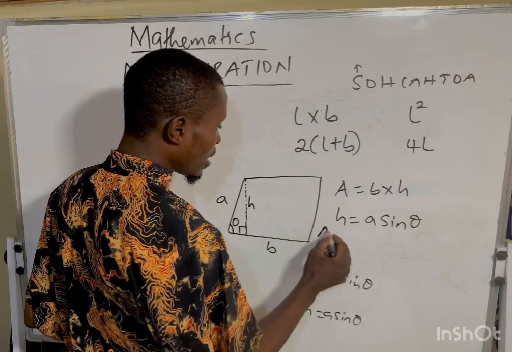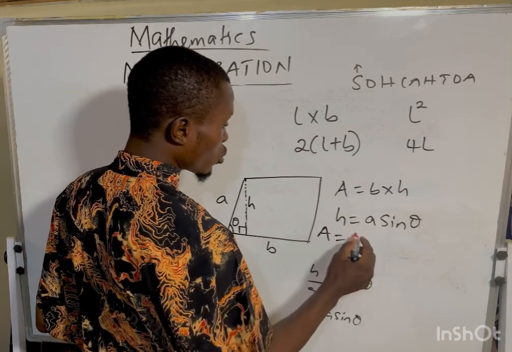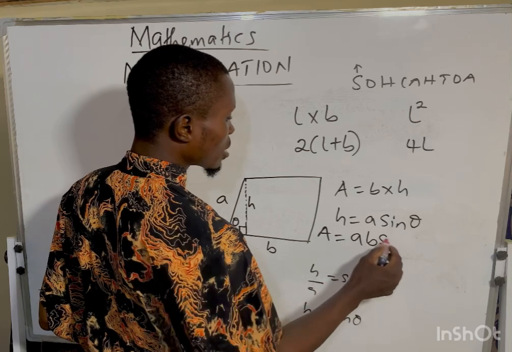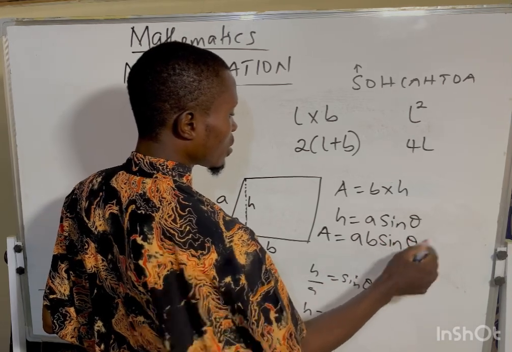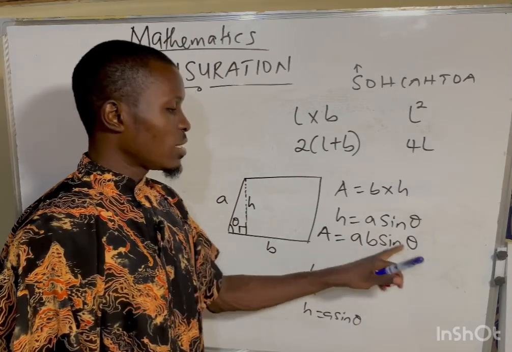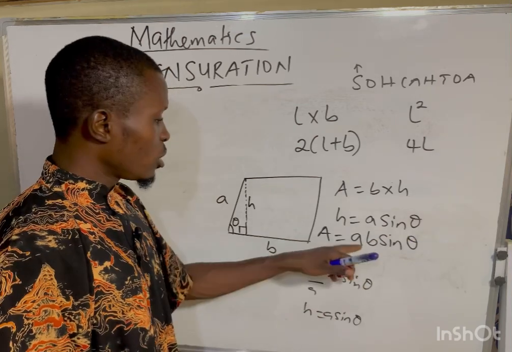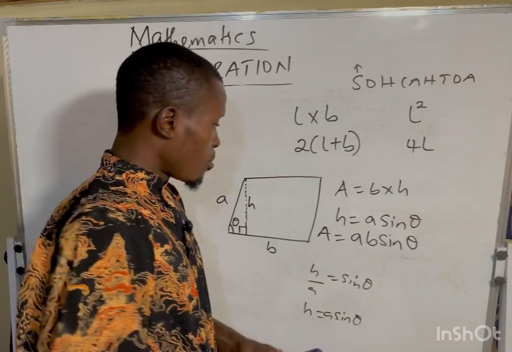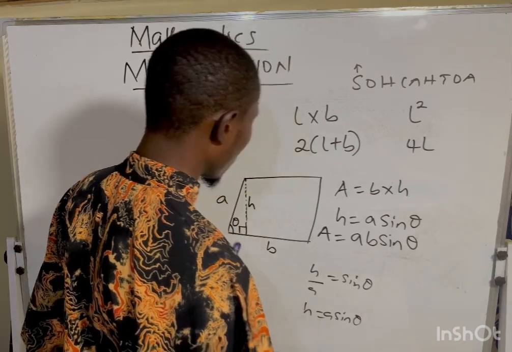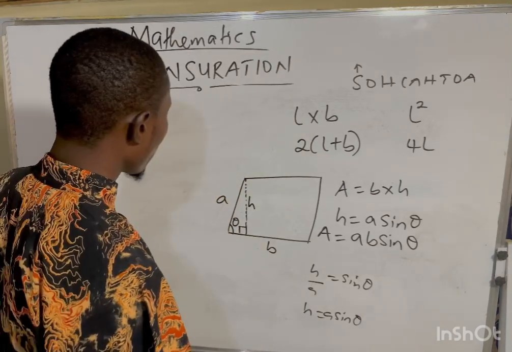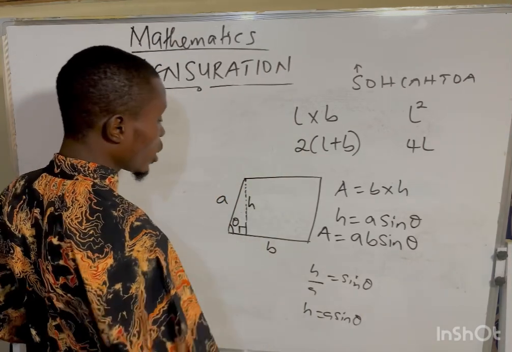So the area now can be written as base times height, also a b sine theta, where your h is a sine theta, you substitute. You have this to be given by another formula for the area of the parallelogram.